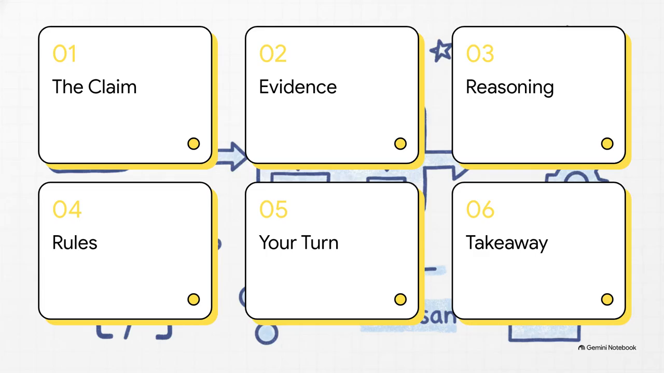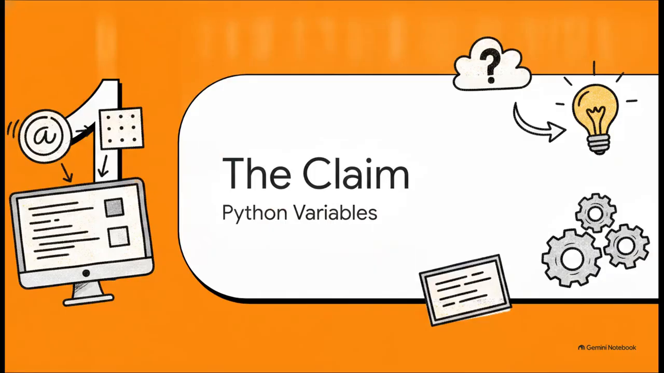Here's our roadmap for today's application task. We'll start with Python variables, the claim, move to evidence, Python as a calculator, look at the reasoning behind how assignment works, check out rules and misconceptions, do a quick your-turn retrieval check, and wrap it all up with the big takeaway. Section 1. Python variables, the claim.